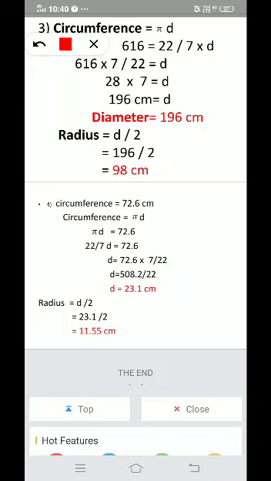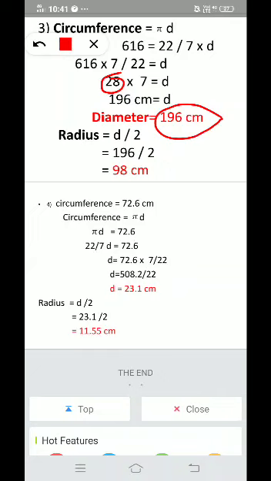Okay, now see here, 616 divided by 22. If you do this division, you are getting 28. If you do this division, 616 divided by 22, then you will get 28 as a quotient, and the numerator number is 7. That's why 28 into 7 is equal to 196 centimeter. This is your diameter.